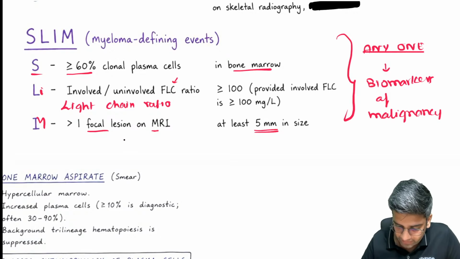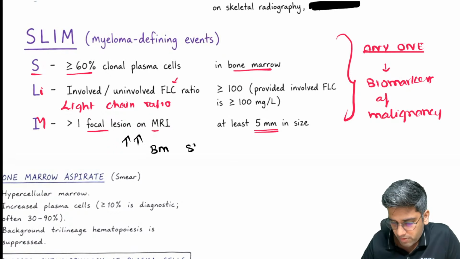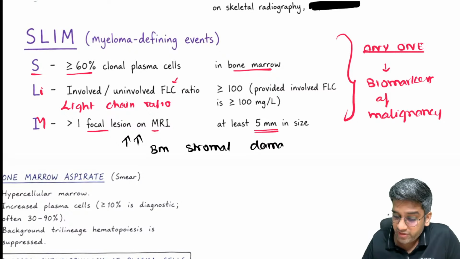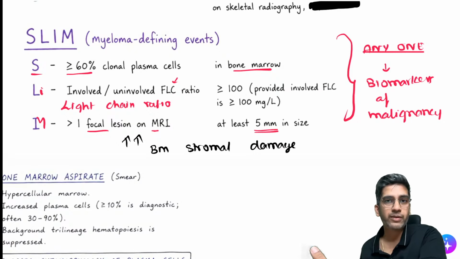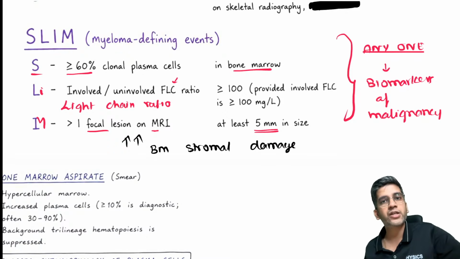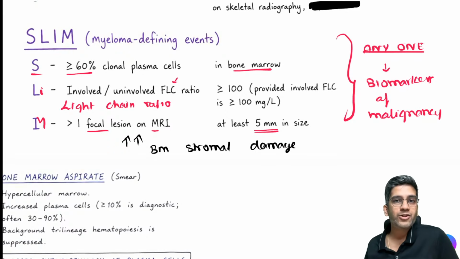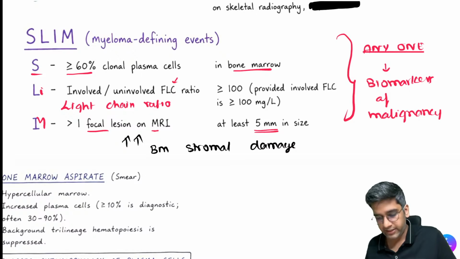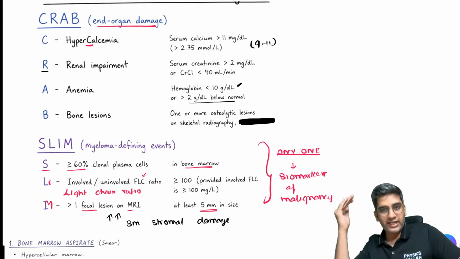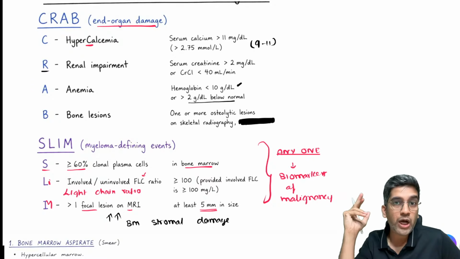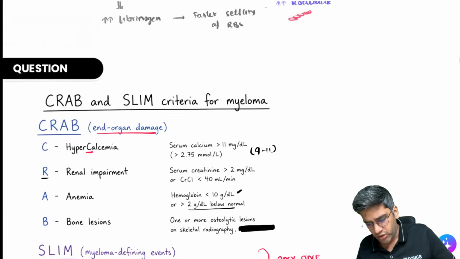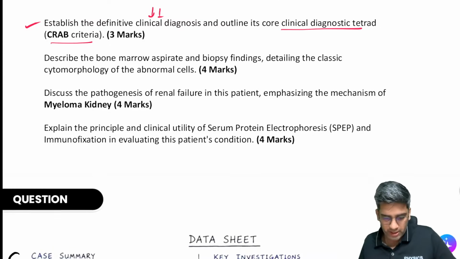MRI lesion is nothing but equivalent to the bone marrow's stromal damage. Because what we saw in the CRAB criteria was the bone has to get damaged. I don't wait till that moment. Even if the stroma is getting damaged, there'll be a lesion there, which can be picked up on MRI. That is going to be for SLIM criteria, right? So the second half of the first question, we know what's the diagnosis, and we also know how we came to the diagnosis, right? So now let's go to the next half of the question.